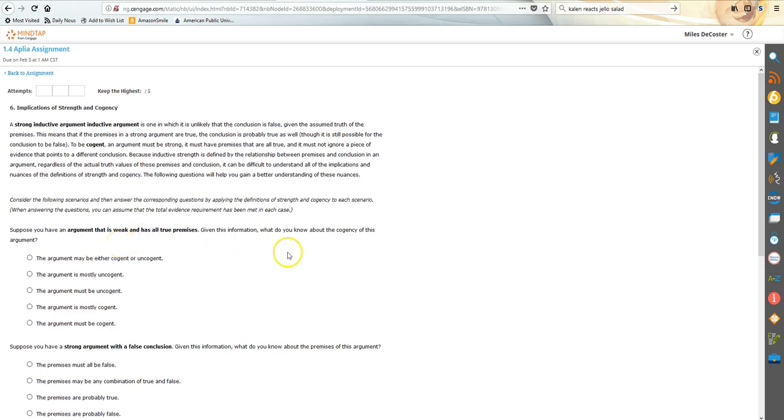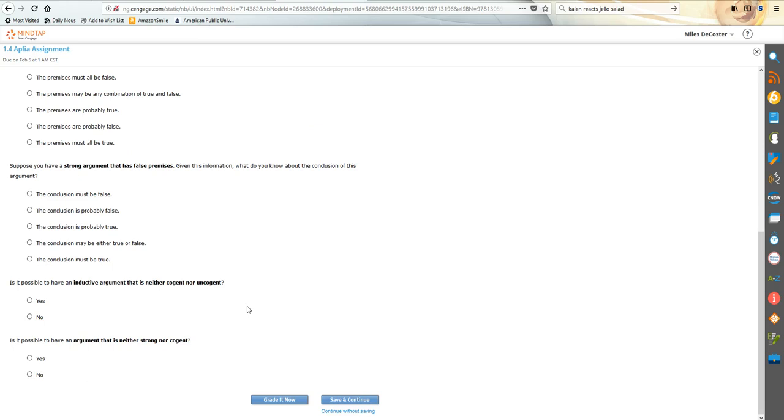So given this information, what do you know about the cogency? Well, because it's weak, it's automatically uncogent. Right? The argument must be uncogent because no weak argument can be cogent. It's got to be strong first. Right? So that's how you do these.